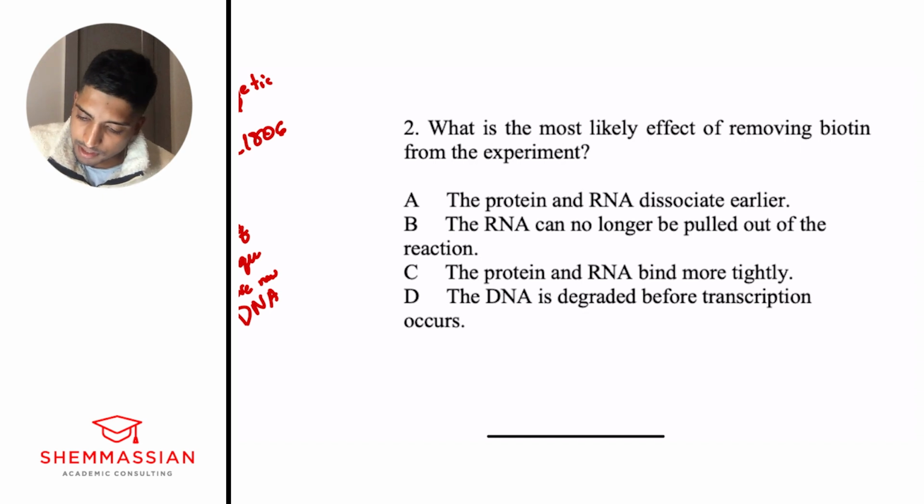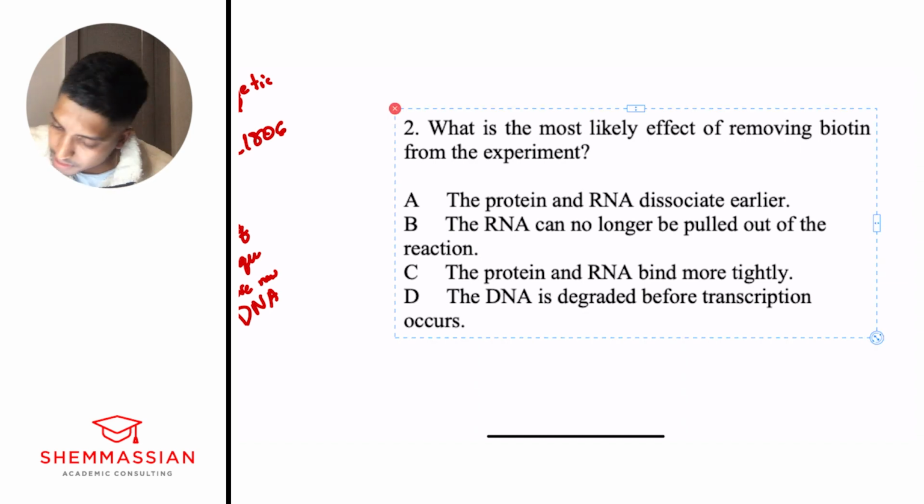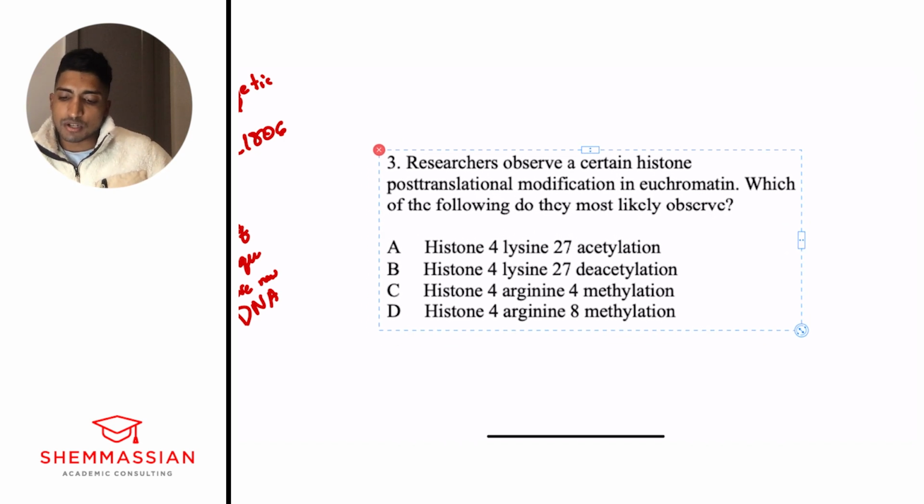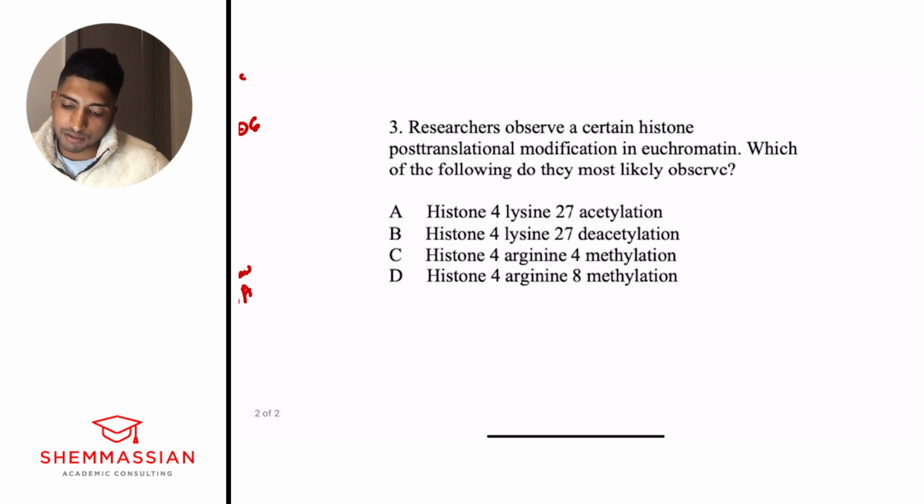All right, on to question number 3. Researchers observe a certain histone post-translational modification in euchromatin. Which of the following do they most likely observe? A, histone 4 lysine 27 acetylation. B, histone 4 lysine 27 deacetylation. C, histone 4 arginine 4 methylation. D, histone 4 arginine 8 methylation.